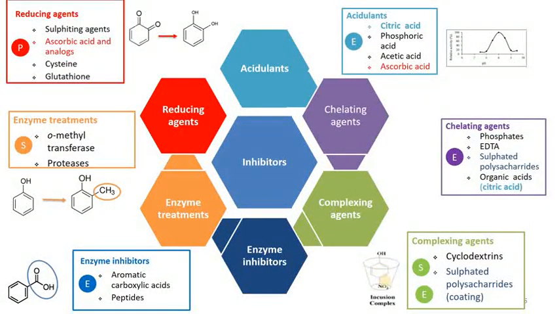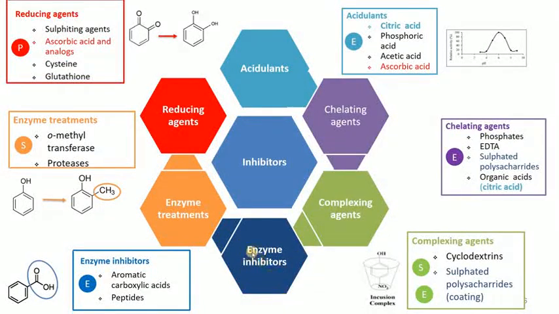Okay, so then secondly, complexing agents, like your sulfated polysaccharides, are also targeted towards your enzyme. So what they do, apart from complexing and forming inclusion complexes, is exert their inhibitory effect through chelation of the copper prosthetic group. So they are more chelators than they are complexing agents.